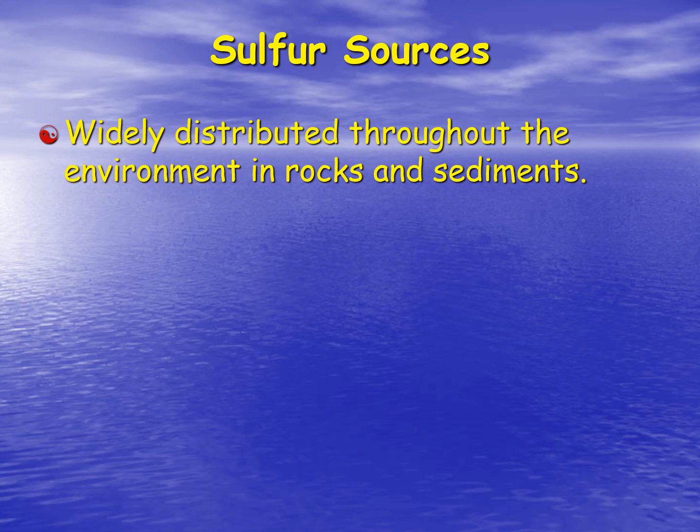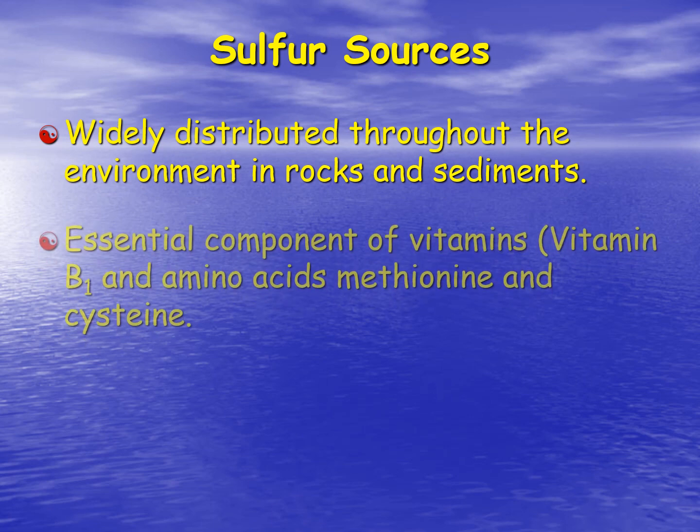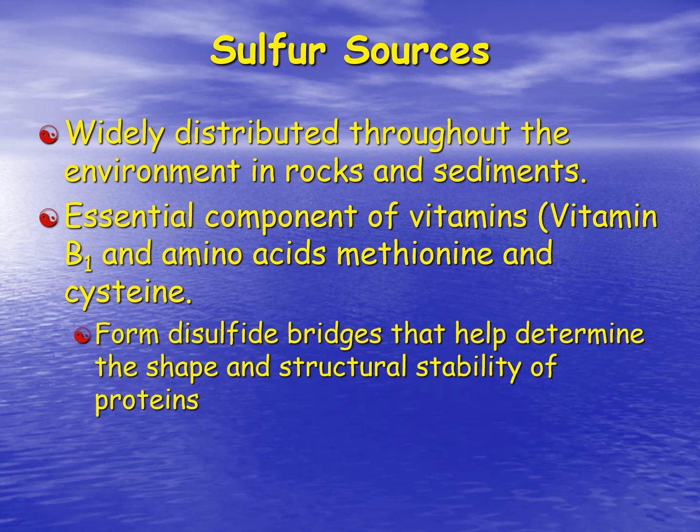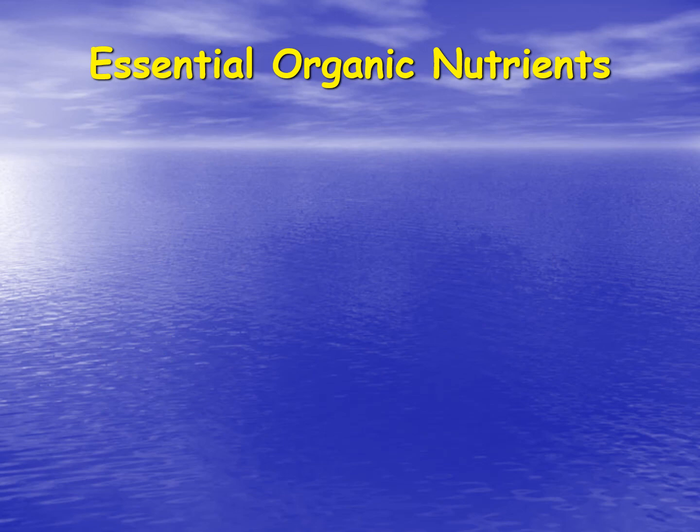Sulfur is widely distributed throughout the environment in rocks and sediments. It's an essential component of many vitamins, such as vitamin B1, and amino acids, such as methionine and cysteine. There are several of the amino acids that contain sulfur, as well as the carbon, oxygen, hydrogen, and nitrogen. Sulfur forms disulfide bridges that help determine the shape and structural stability of many proteins, including our antibodies in the body.